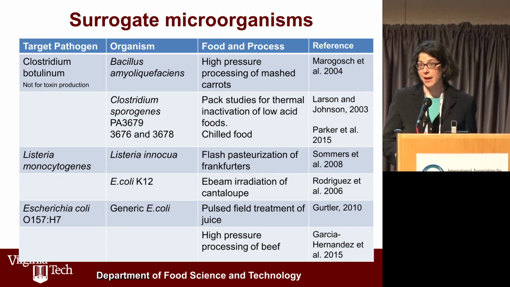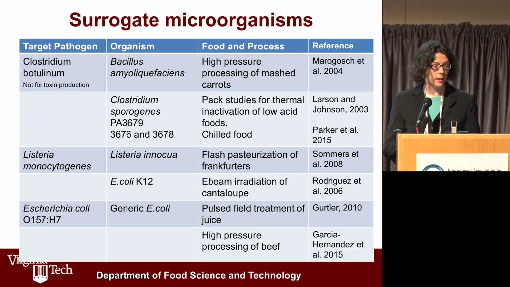Okay, so there are a number of surrogate microorganisms that have been developed for different target pathogens. In the interest of time, I'm not going to be able to talk about all of them, but I did want to point out that they do exist for Clostridium botulinum. The use of Bacillus amyloliquefaciens and the non-proteolytic Clostridium sporogenes is really well established, especially for low acid foods, and recently it's been expanded for chilled foods as well.